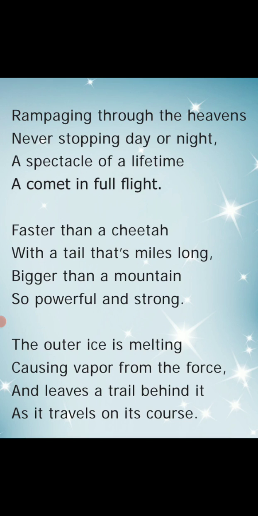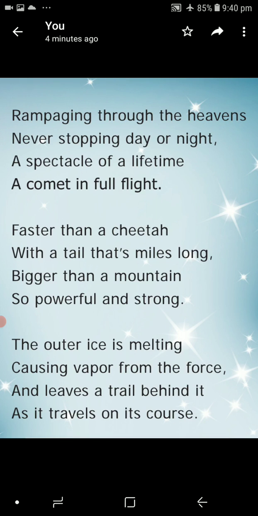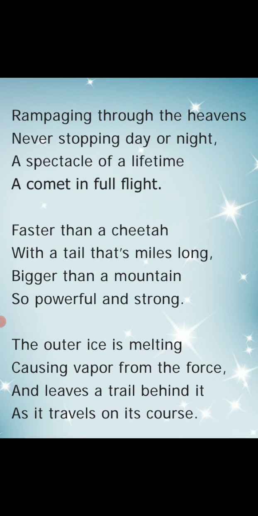And behind it leaves a path, a trail. It travels on the way. If you observe during the night, you can see when the comet is moving, it is leaving a path behind it. There is a trail behind it. The outer ice melts. When the ice melts, what will happen? The vapors originate, the vapor from the force, and leaves behind. Because of that vapor, it leaves a trail behind it, which travels on its way. These three stanzas you have to memorize, children. These are the first three stanzas to memorize.